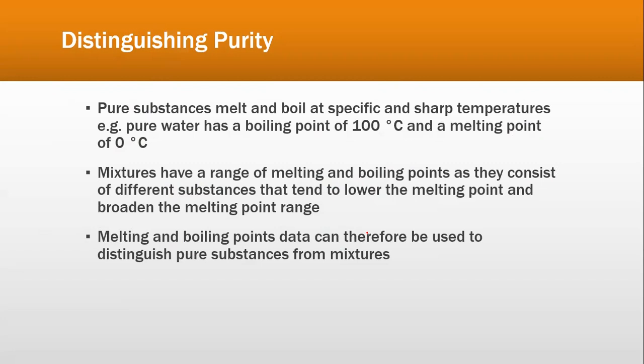So mixtures have a range of melting and boiling points as they consist of different substances that tend to lower the melting point and they broaden the melting point range. Now, melting and boiling point data can therefore be used to distinguish pure substances from mixtures. So always remember, pure substances have fixed melting and boiling points, whereas impure substances always have different melting and boiling points than the pure ones.